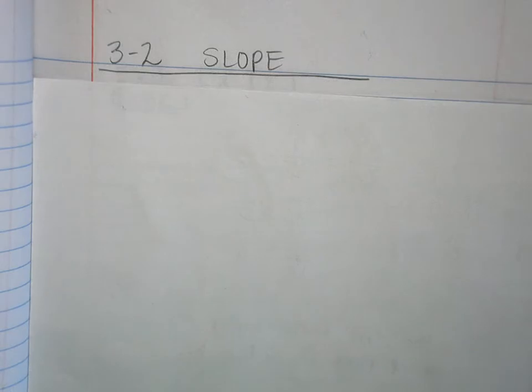So in 3-2, we talk about slope. In Math 7, we don't do slope. We only do the constant. But isn't the constant the same as the slope, really? Yeah, it's how it's changing over time.